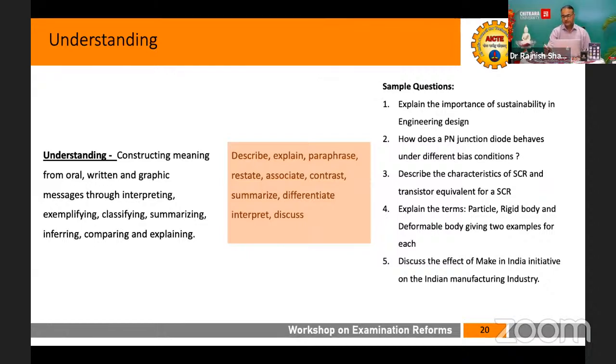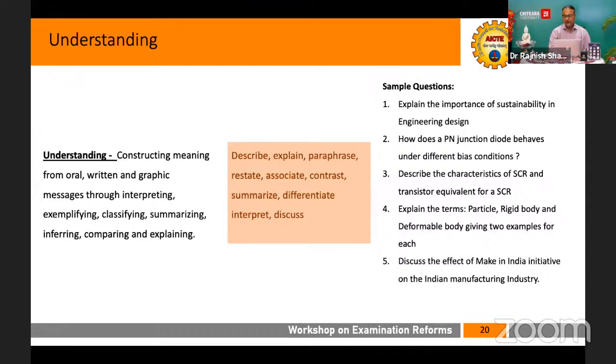Examples like explain the importance of sustainability in engineering design. How does a PN junction diode behave under different bias conditions? Now, one would not be able to answer this question if he doesn't understand the concept of PN junction diode. Describe the characteristics of silicon controlled rectifier SCR and transistor equivalent for an SCR. Explain the terms particle, rigid body, and deformable body, giving 2 examples of each. Discuss the effect of Make in India initiative on the Indian manufacturing industry.